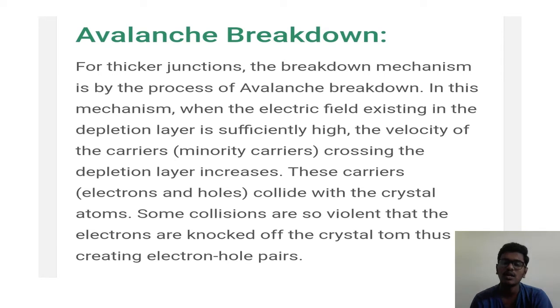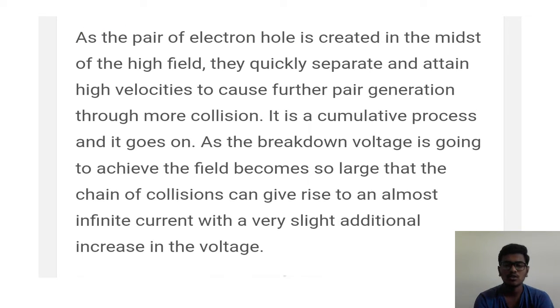Some collisions are so violent that the electrons are knocked off the crystal atoms, creating electron hole pairs. This leads to avalanche breakdown. As a pair of electron hole is created in the midst of the high field, they quickly separate and attain high velocities to cause further pair generation through more collisions. It is a cumulative process and it goes on. As the breakdown voltage is approached, the field becomes so large that the chain of collisions can give rise to an almost infinite current with a very slight additional increase in the voltage.